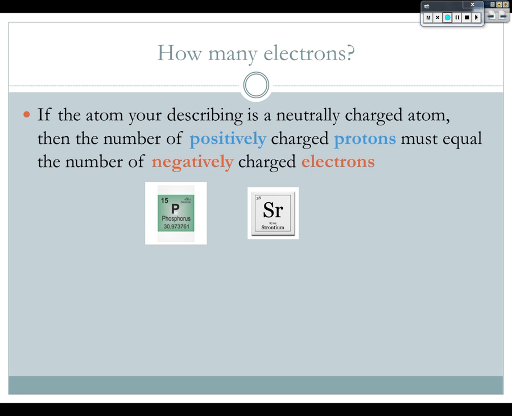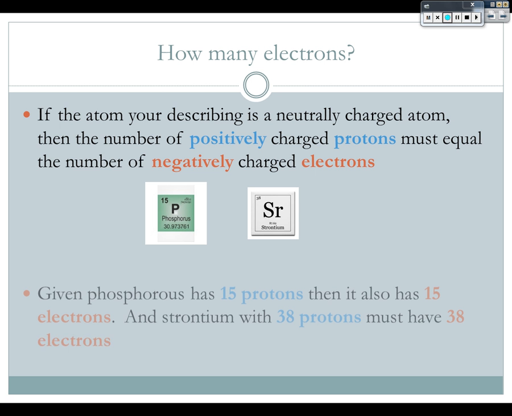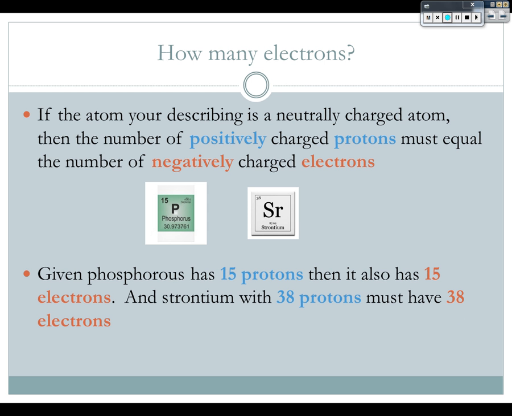So for example here, we've got phosphorus, which has 15 protons, and strontium, which has 38 protons. Given that phosphorus has 15 protons, it also must have 15 electrons. Strontium with 38 protons must also have 38 electrons. If you're talking about a neutrally charged atom, so just a regular atom, the number of protons and the number of electrons are always going to be the same because you have to balance out that charge.